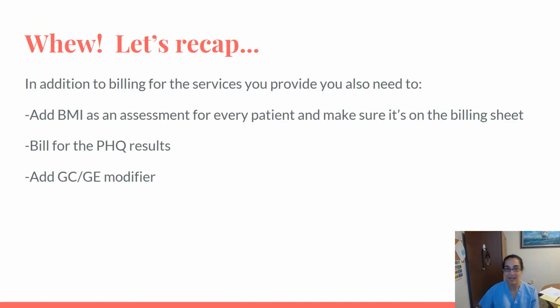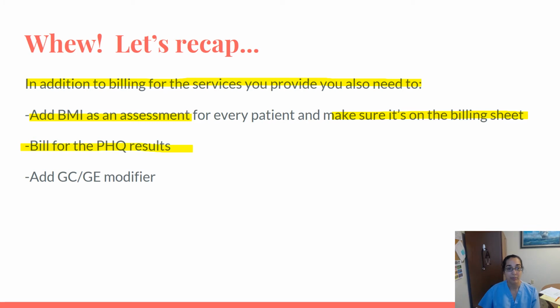Wow, that was a lot. So let's recap everything you need to do for something as simple as acute otitis media. In addition to billing for the services you provide, that would be the E&M code attached to the diagnosis. You also need to add BMI as an assessment and then make sure it's on the billing sheet. Now that was, remember, attached to the same old E&M code that I used for AOM.